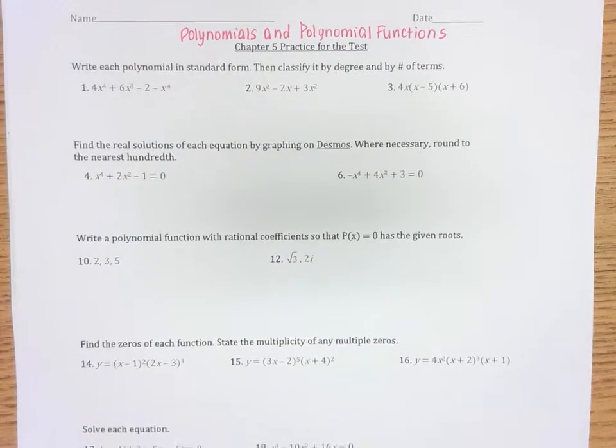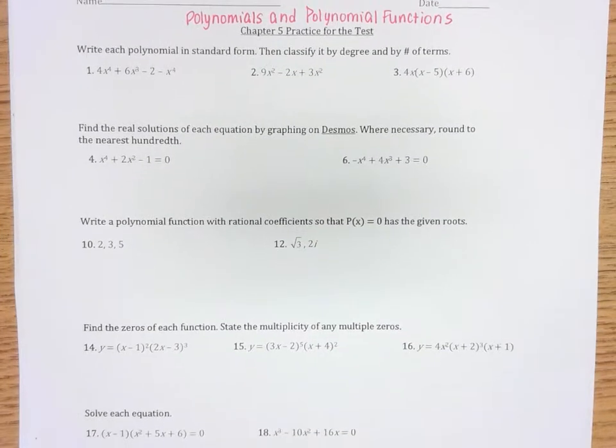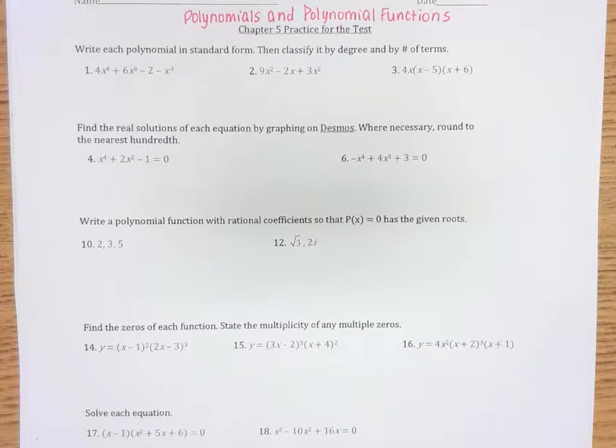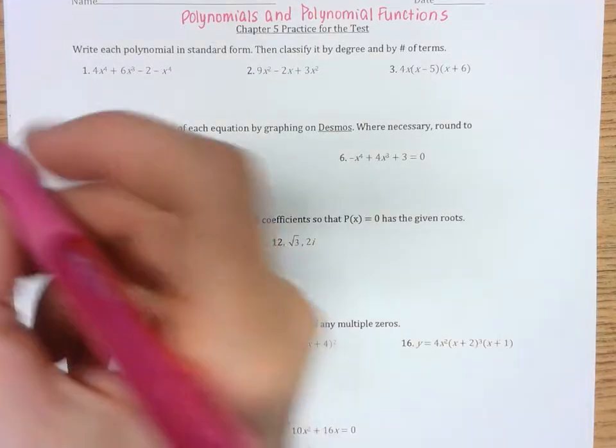The unit was called polynomials and polynomial functions. So polynomials in general, as well as functions, meaning we evaluate them for a certain input, we get a certain output. We get only one output for each input. We can graph them and they'll pass the vertical line test. We can find x-intercepts, we can find y-intercepts. Using a calculator, we found the maximums and minimums, so on and so forth.